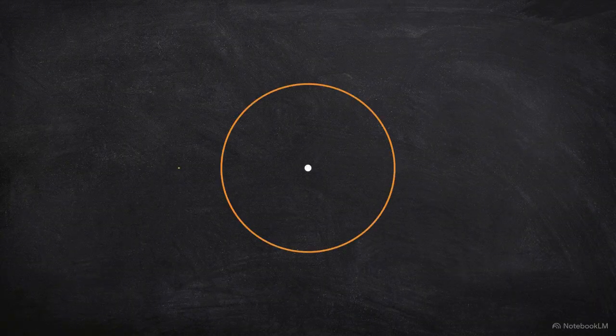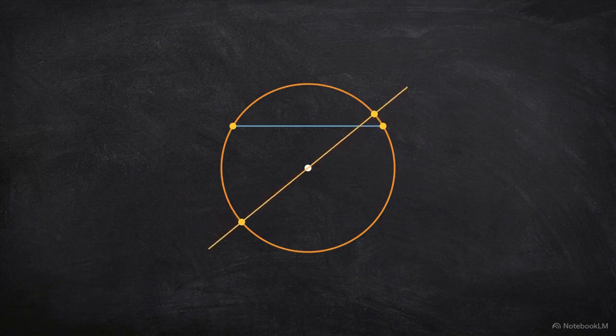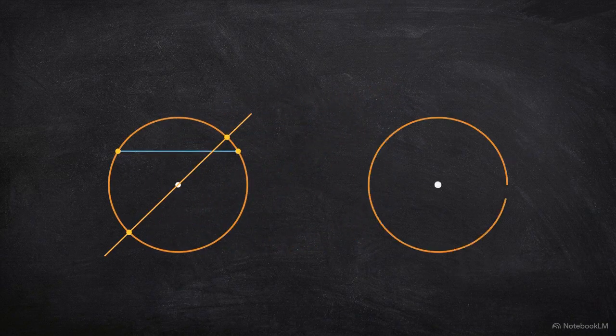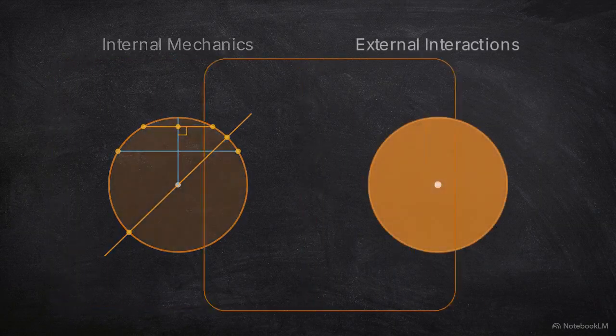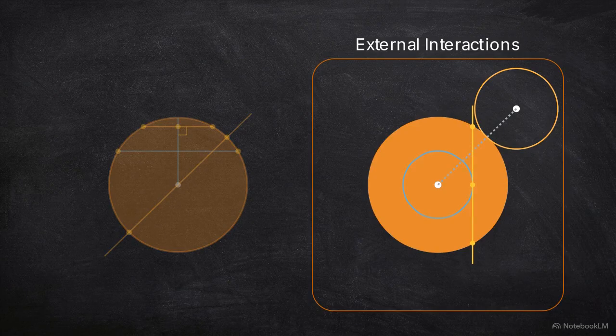Today, we are examining the definitive geometric relationships between straight lines, individual line segments, and the circles they interact with in physical space. We will break this analysis into two distinct domains. First, we will examine the internal mechanics of individual line segments cutting through a single circle. Second, we will expand outward to map the external multi-circle interactions taking place across a shared plane.